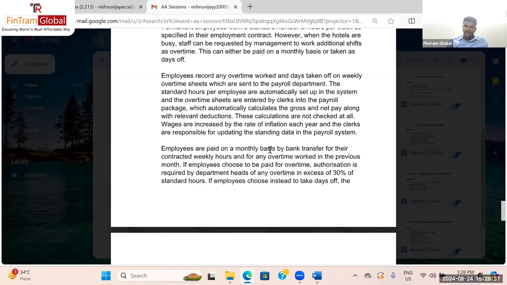Test of control is something that we can do: we can have a look at who made the change to that particular standing data and see if that person is authorized or not. It's as simple as that.